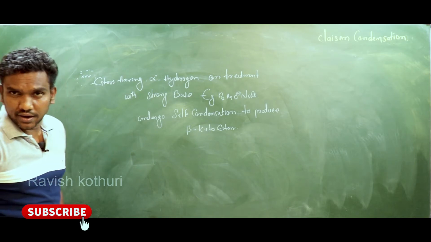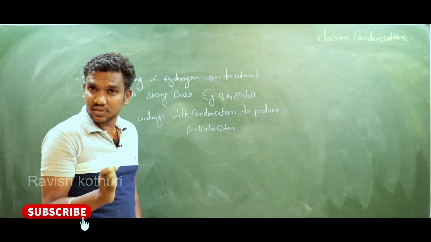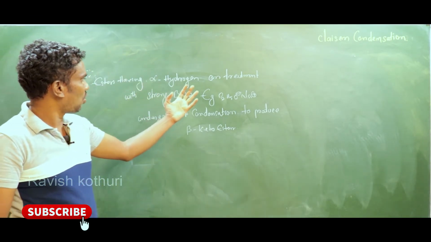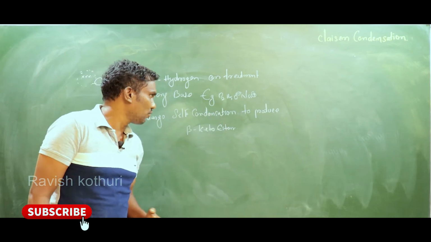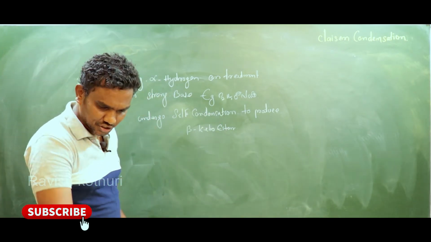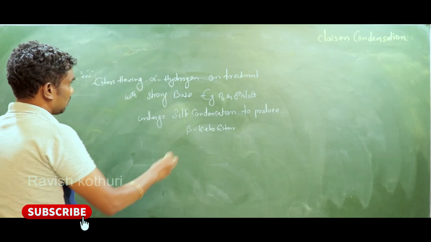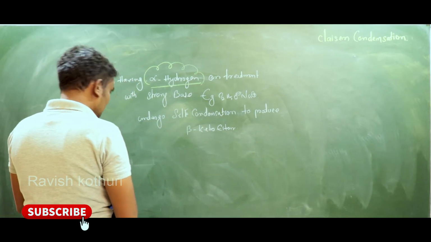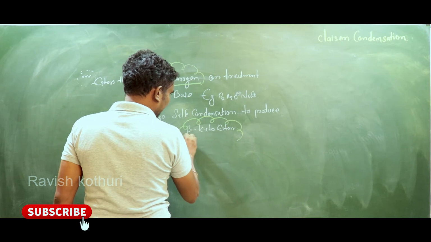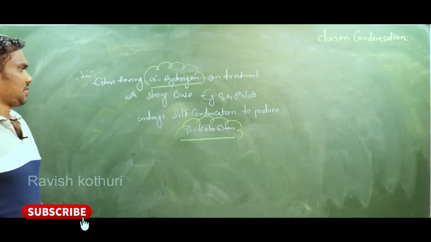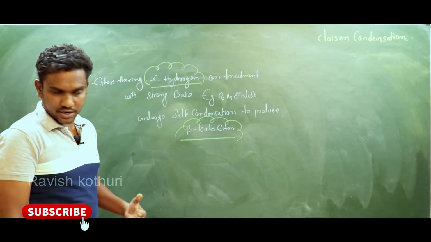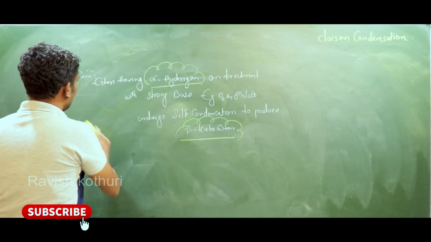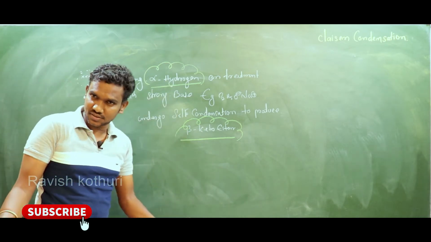What is important is the reaction, mechanism and application, my dears. Please take down: esters having alpha hydrogens on treatment with strong base, example C2H5O- Na+, undergo self condensation. Here, two points are important: alpha hydrogen and beta keto ester. I can explain these two terms, so listen carefully. These two terms are very important. Shall I wrap? If you want to take down, otherwise skip, right?